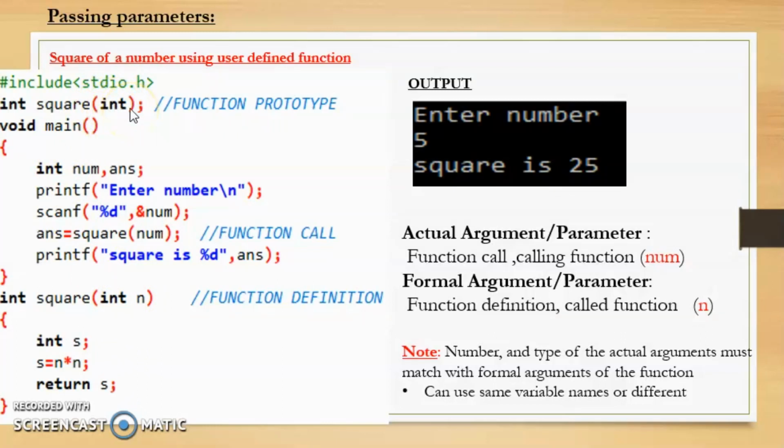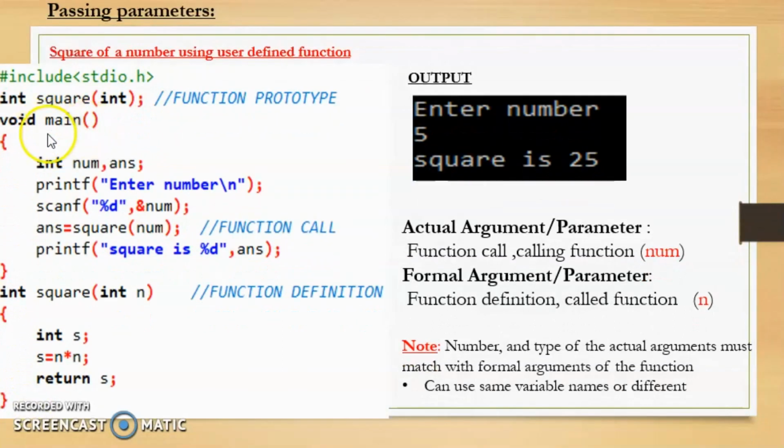Now one thing we need to remember here is that when we write the function prototype or the function declaration, specifying the data type is important. Even if we write int n or just int and the variable name, it is correct, but always we need to specify the data type.